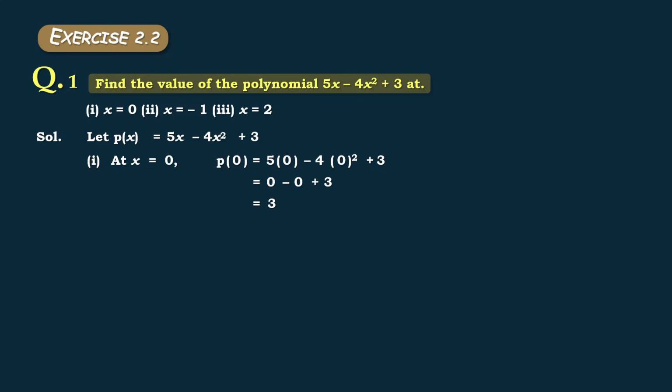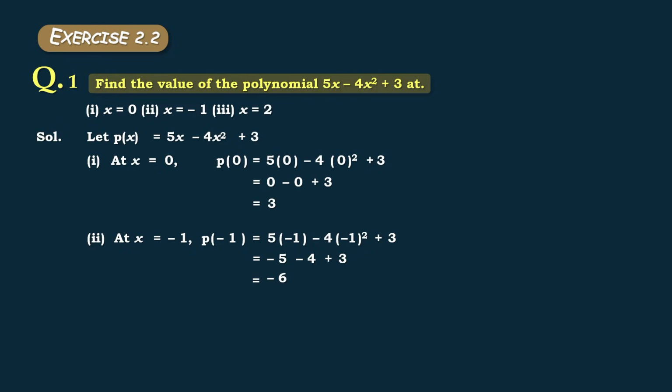Next, when x is equal to minus 1. So, p of minus 1 is equal to 5 multiplied by minus 1 minus 4 multiplied by minus 1 squared plus 3. 5 multiplied by minus 1 is minus 5. Minus 1 squared is 1. 4 multiplied by 1 is 4. So we get minus 5 minus 4 plus 3. Minus 5 minus 4 is minus 9. Minus 9 plus 3 is minus 6. Therefore, the value is minus 6.